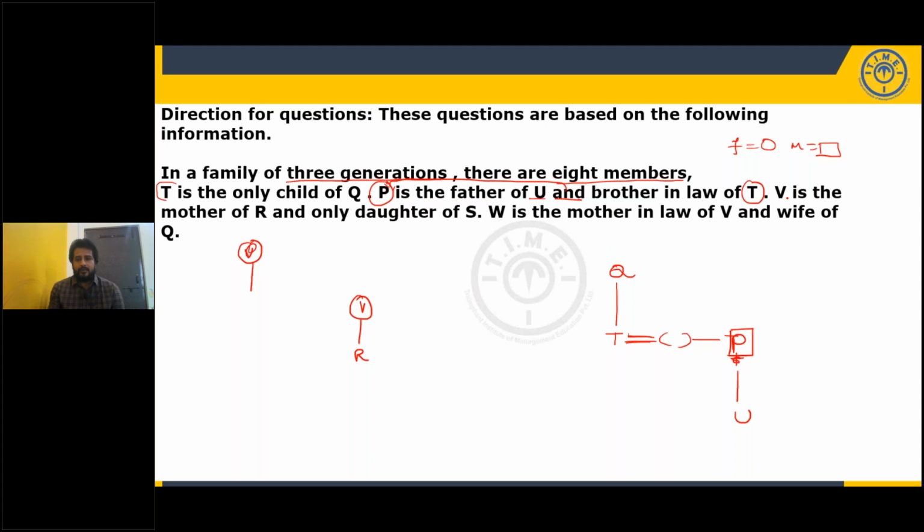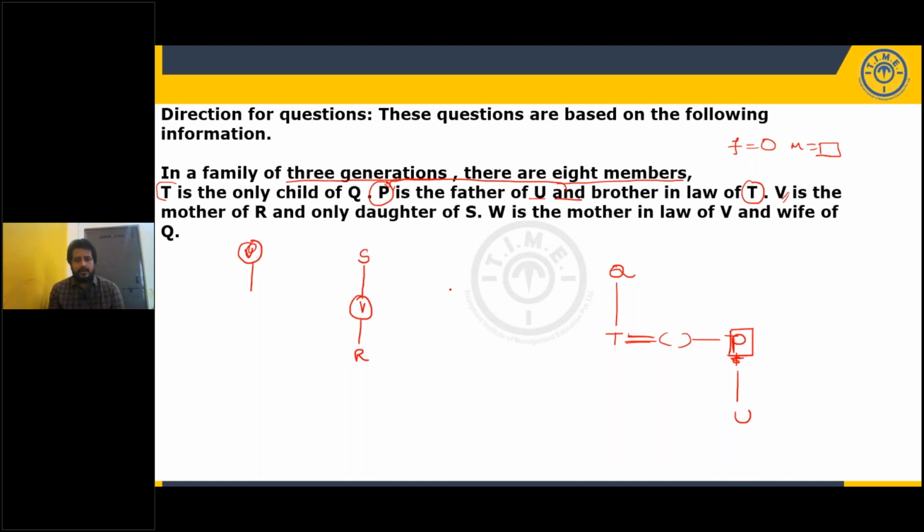And again we are talking about V only. V is the only daughter of S. So V will be in the lower generation, S will be in the higher generation. V is the daughter of S. But we cannot link with this. Here we have QTPU, here we have SVR. We don't have the link statement for these two. Let's move further. W is the mother-in-law of V.